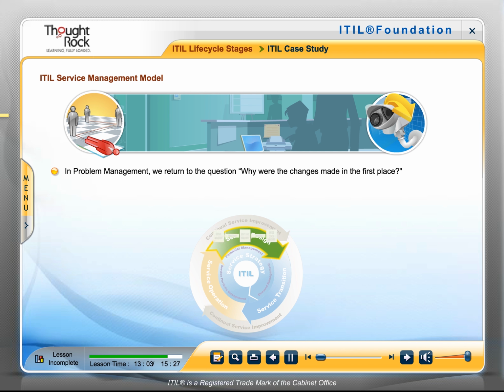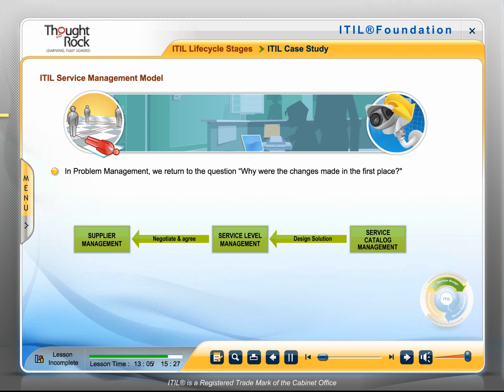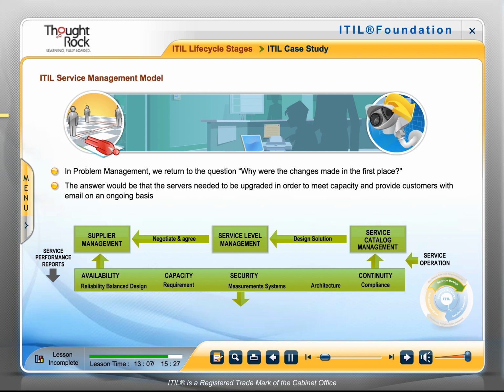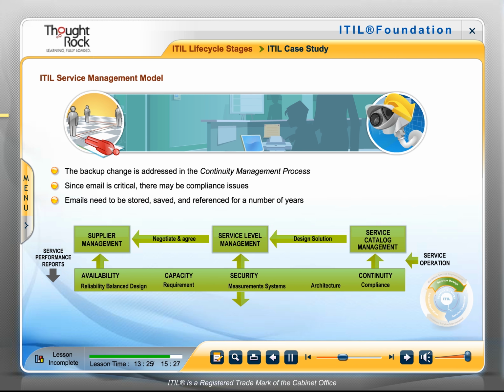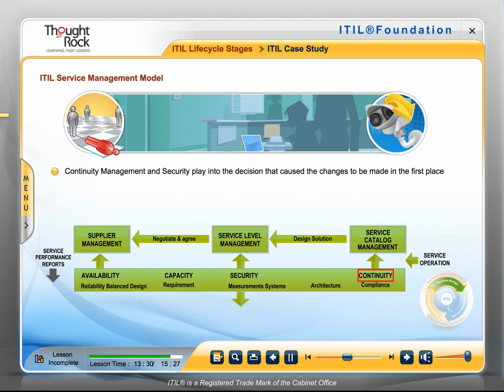Back to problem management, we return to the question, why were the changes made in the first place? The answer to that question would have been that the servers needed to be upgraded in order to meet the capacity to serve our customers and provide them with email on an ongoing basis. The backup change is addressed in the continuity management process. Since email is critical, there may be compliance issues. Emails need to be stored, saved, and referenced for a number of years, so continuity management and security play into the decision that caused the changes to be made in the first place.